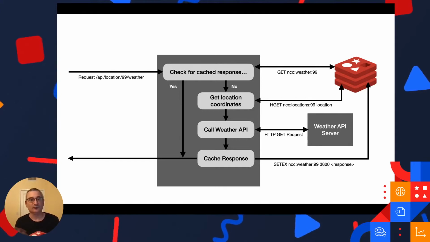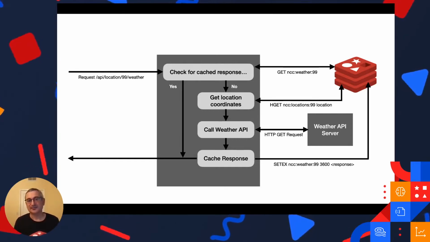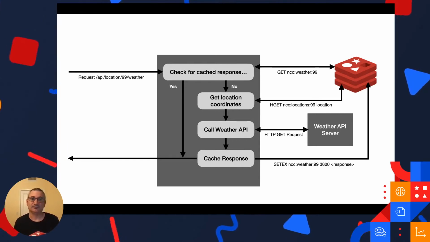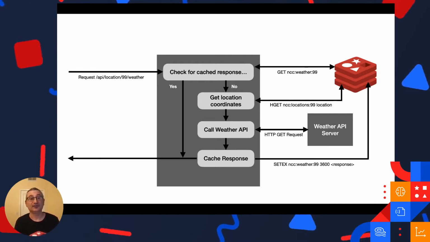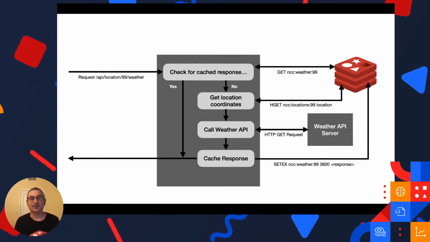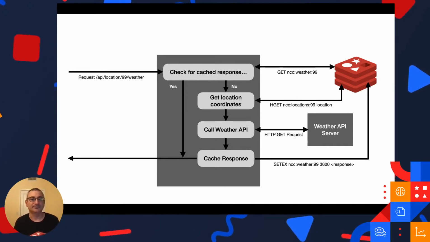If it does receive something back from Redis, fantastic. We've recently accessed this data. We can just return that straight back to the user. And that'll give the user a speed bump because data will be returned a lot faster than making an origin request to an external server. And it saves us time and money on making those requests and racking up our usage of that API.